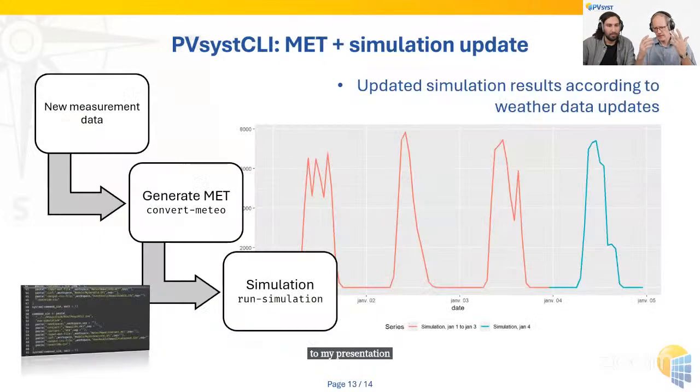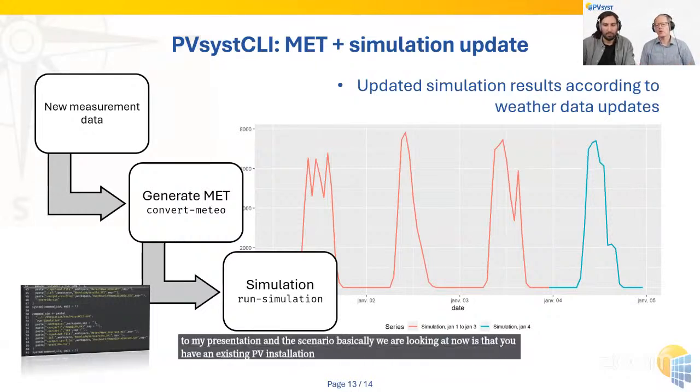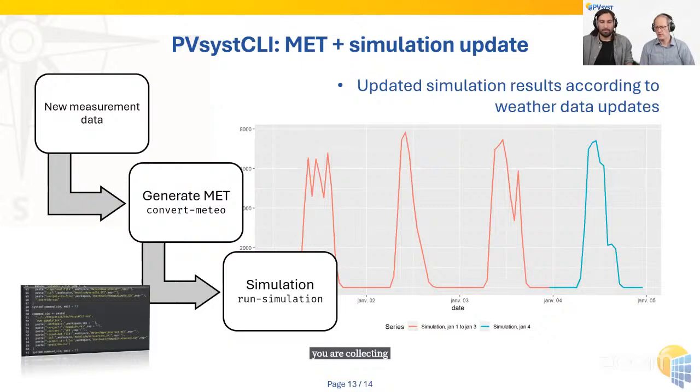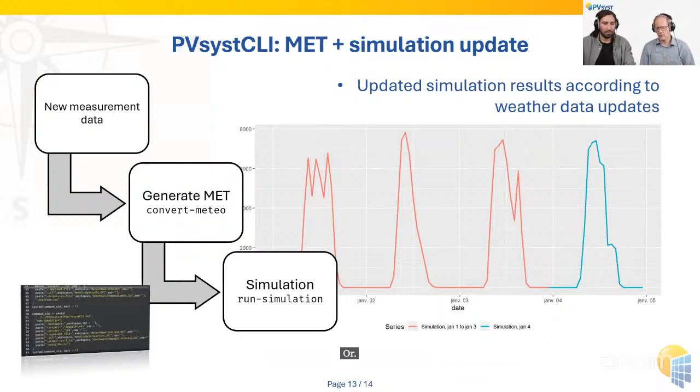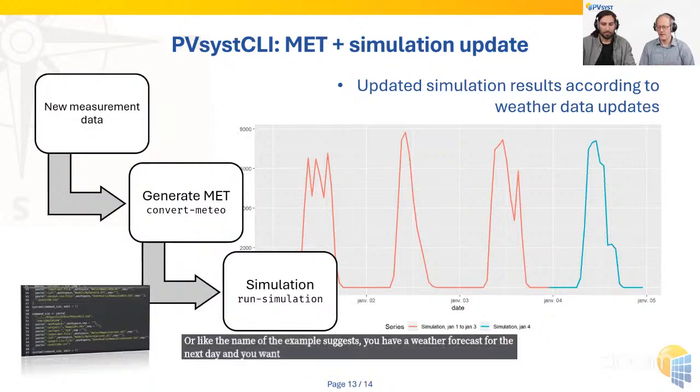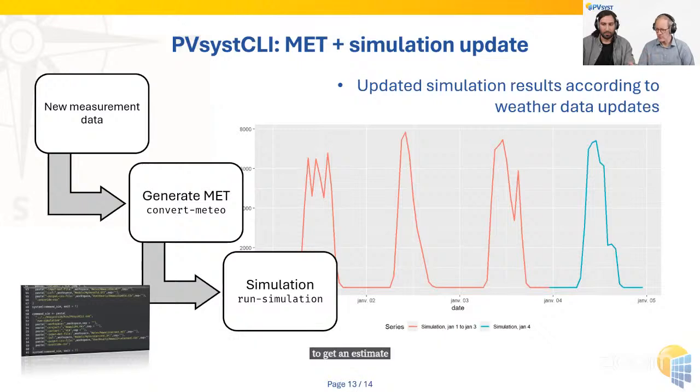The scenario we are looking at now is that you have an existing PV installation. You are collecting data, you are monitoring it, and you are also measuring your weather data. As the weather data is updating, you want to rerun your simulation with the new updated weather data. This would be looking into the past. Or, like the name of the example suggests, you have a weather forecast for the next day, and you want to run the simulation with that to get an estimate of your PV generation of the next day. The idea is the same. You have updated weather data, and you want to rerun your variant with that data.